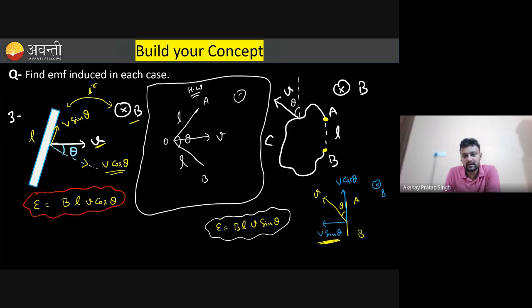And there is a magnetic field B. Tell me the EMF induced in the system, or the total EMF induced in the system of rods. There are two rods, AO and OB, both of length L. They are connected to each other at a certain angle theta, and the system is moving towards right with a velocity V. Clear? You need to answer the EMF induced.